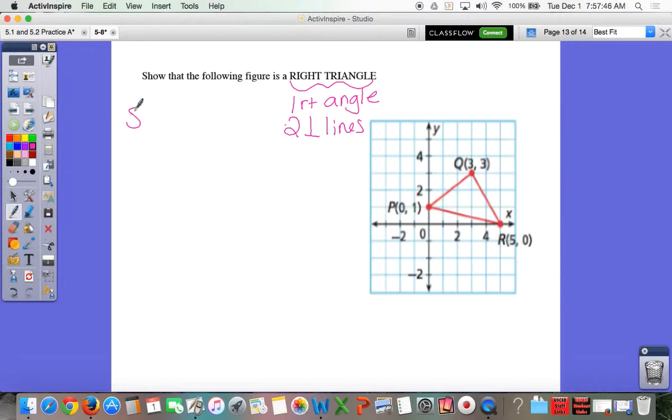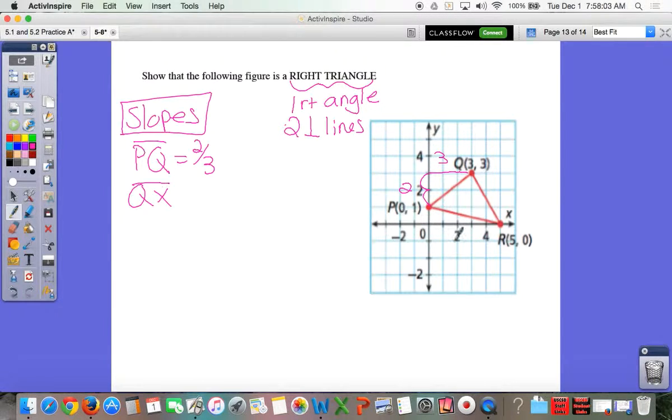Again, let's find the slopes. So let's start with PQ. Up 1, 2, to the right, 1, 2, 3. So PQ equal 2/3. Let's do QX. QX is negative, so down 1, 2, 3, to the right 1, 2. So it was -3/2. Ooh, I think I see something. And then PX is negative again, so down 1 to the right 5. So you have -1/5. So look at their opposite and reciprocal.